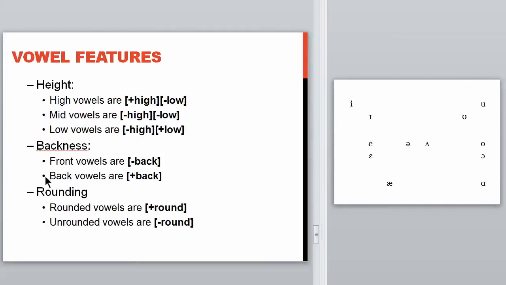So the features for vowels are far more straightforward. Intuitively, the feature for backness is back, and the feature for rounding is round. So we can see here on the vowel chart, toward the right side of the chart is back. And usually you'll see a pair. We don't really have rounded and unrounded pairs of vowels in English, but generally the vowel on the left is going to be unrounded, whereas the vowel on the right will be rounded. So for example, i and u are an unrounded and rounded pair.